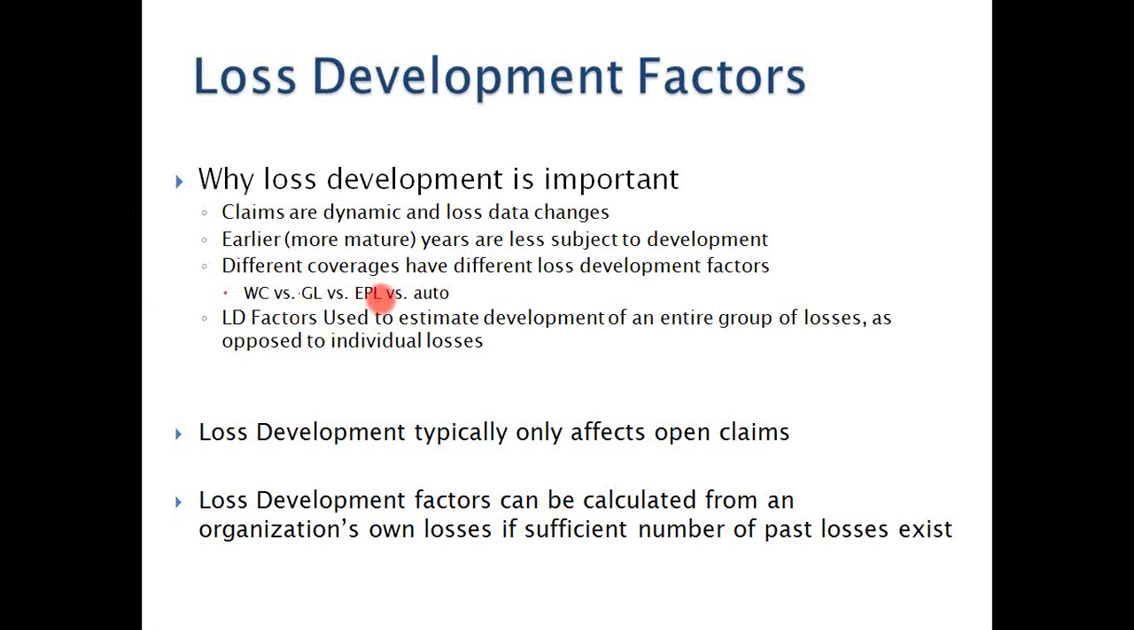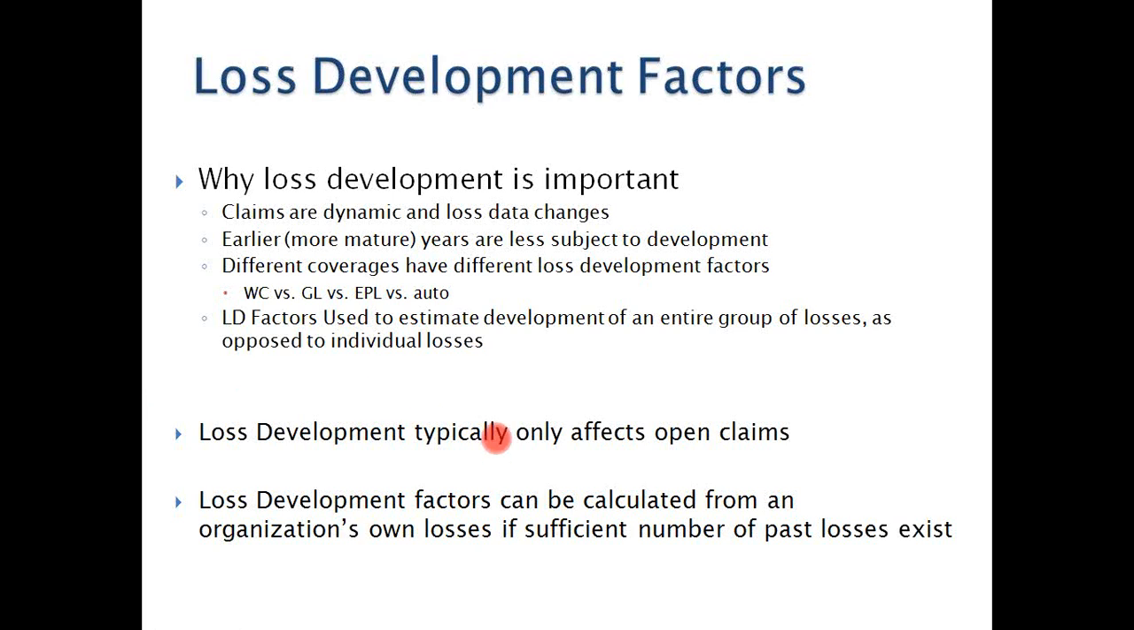Then the other issue is different coverages have different loss development factors. As it just showed in the previous slide, bodily injury, property damage might have some, work comp. They all have some different loss development factors as part of the structure here. And also, loss development factors are used to estimate development of an entire group of losses. So typically, we're not going to say we're going to apply to this one claim and say, okay, this claim is 10,000, now it's going to be worth 30,000. But when we take it as the law of large numbers in aggregate, that's really where we use the loss development factors, because each claim is going to be a little different, but when we have them in aggregate, that will certainly help us.